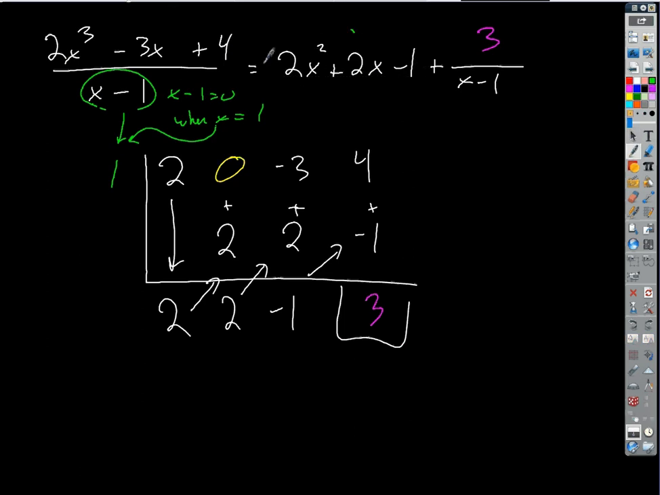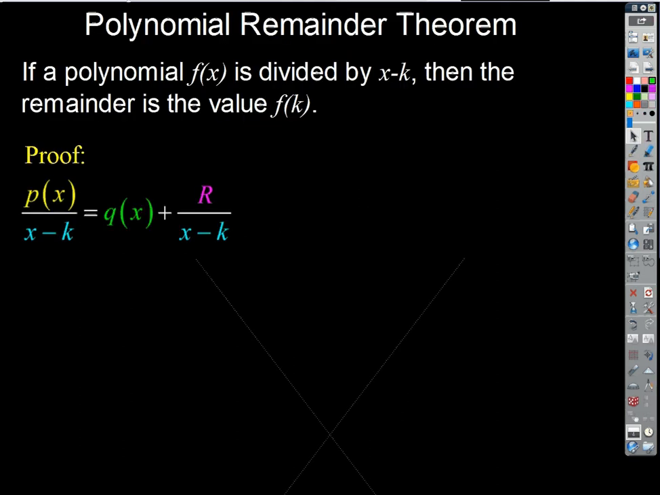This is the polynomial part. It's the part that came from those coefficients, right? Plus, I got the remainder part. So we get the polynomial part, just a regular polynomial, plus whatever the remainder is divided by my original denominator. In this case, it's just x minus k. K is just some number, right?